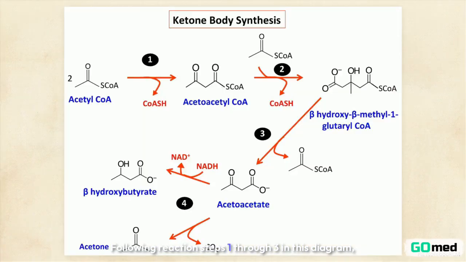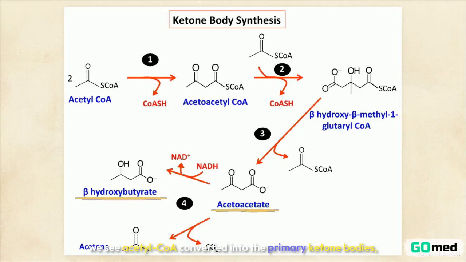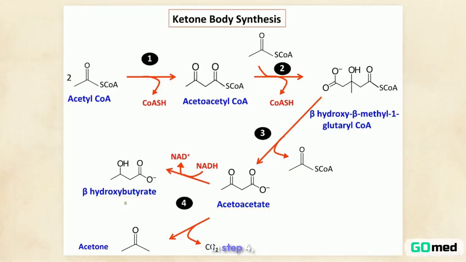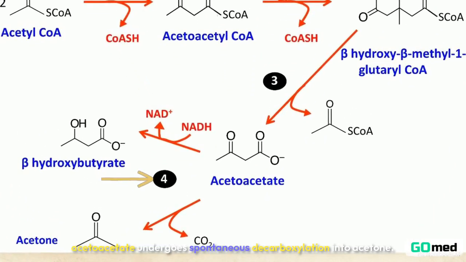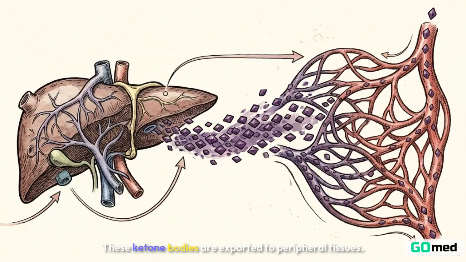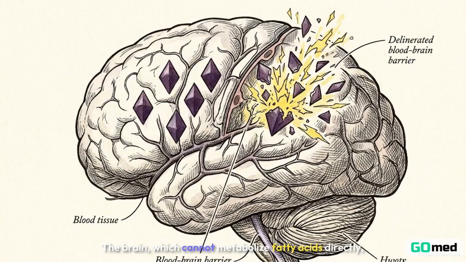Following reaction steps 1 through 3 in this diagram, we see acetyl-CoA converted into the primary ketone bodies, acetoacetate and beta-hydroxybutyrate. In step 4, acetoacetate undergoes spontaneous decarboxylation into acetone. This volatile compound creates the characteristic fruity breath odor observed in diabetic patients. These ketone bodies are exported to peripheral tissues. The brain, which cannot metabolize fatty acids directly, absorbs these ketones and oxidizes them back into acetyl-CoA for fuel.